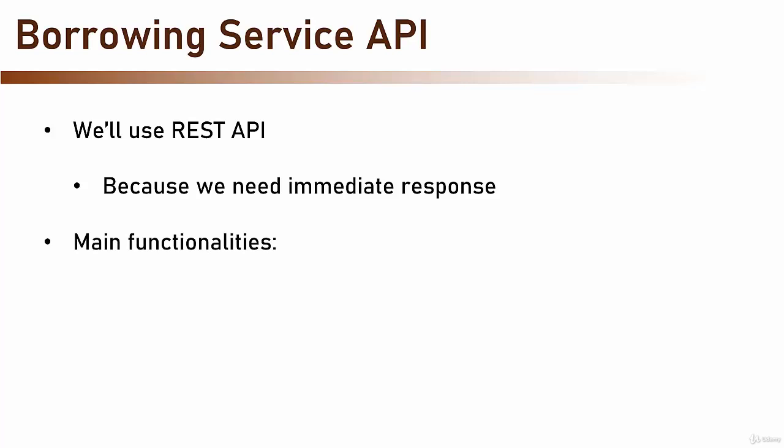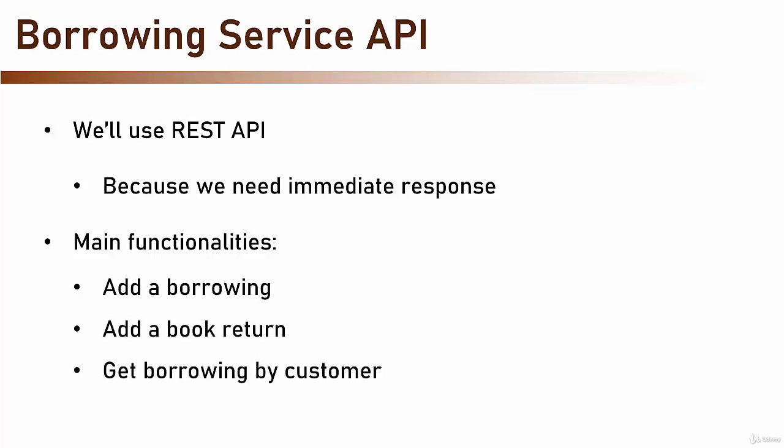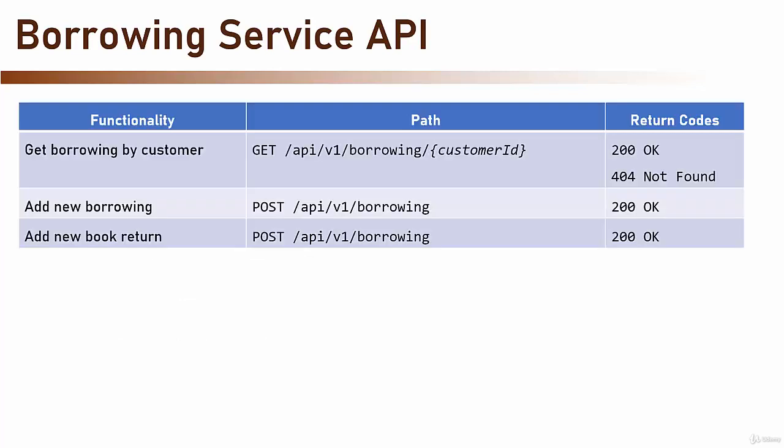The API should expose the following functionality: add a borrowing, add a book return, and get borrowing by customer, so we can see what books were borrowed by a specific customer. So after defining that, we can see the actual API. And you can see again the use of the get verb for getting data about borrowing by customer, and the two posts, one for adding new borrowing and one for adding a return. Note also the return codes, where the get might return 404 to indicate the customer was not found, and the other ones are expected to return only 200.